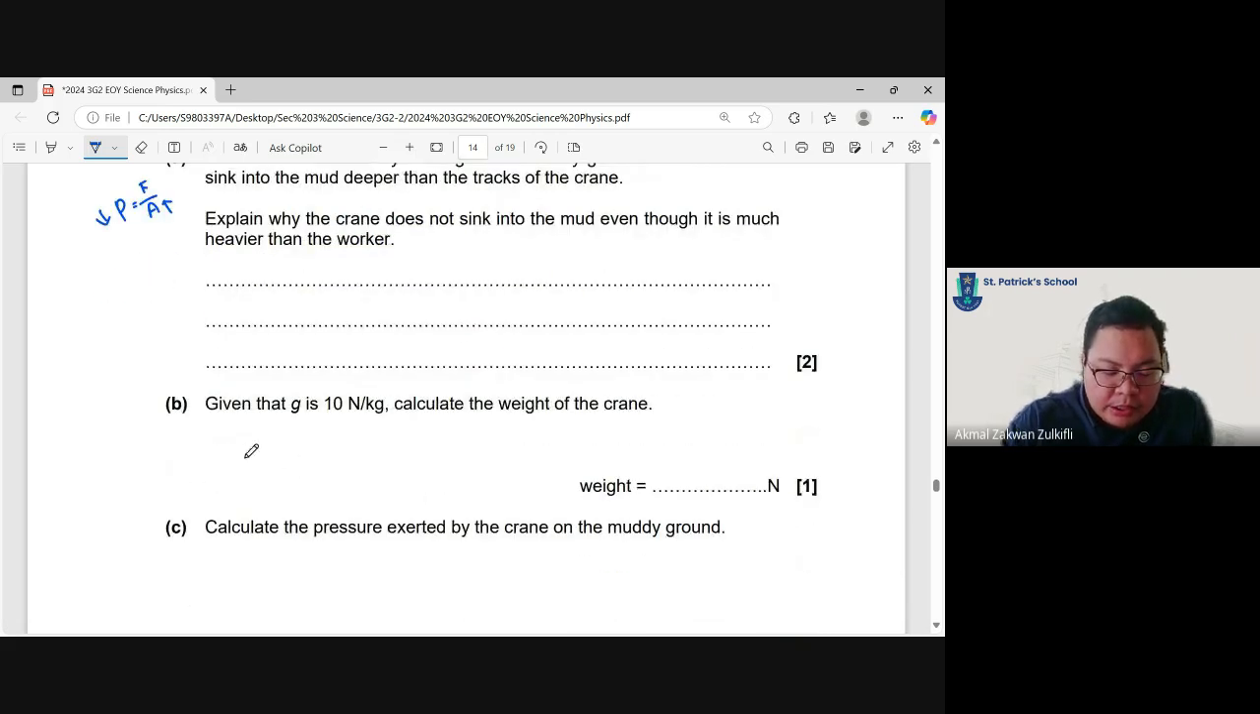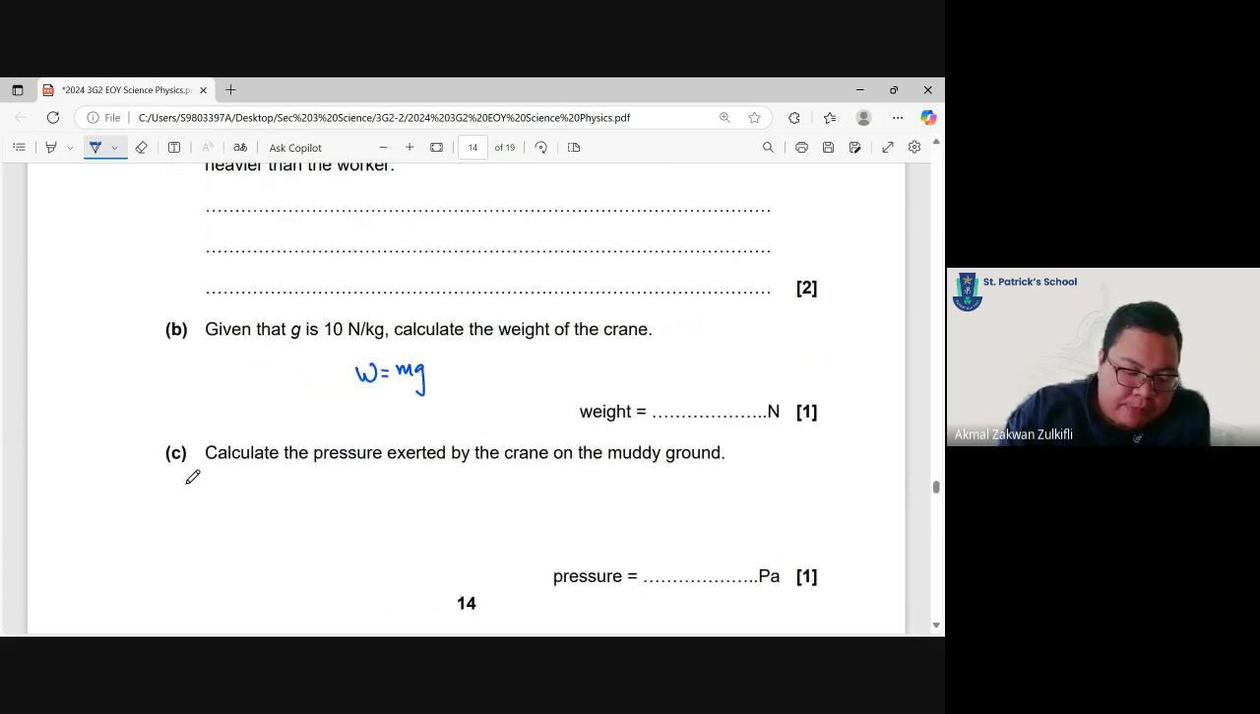Given that g is 10 newtons per kg, calculate the weight of the crane. This one, again, you need to be familiar with your formulas. W equals mg. Substitute in. They give you g, and they give you m. We have the m on top. So we go and substitute them. And calculate the pressure exerted by the crane. So it's P equals F per A.